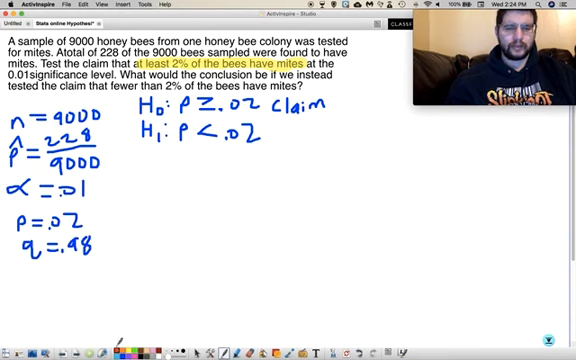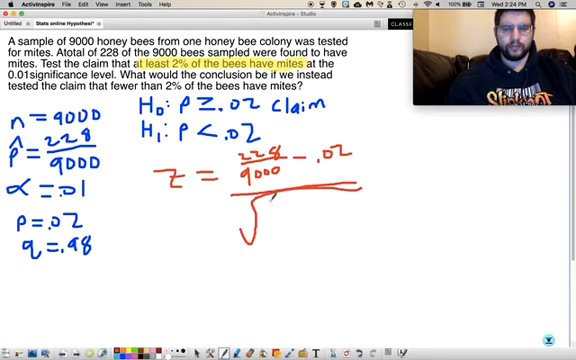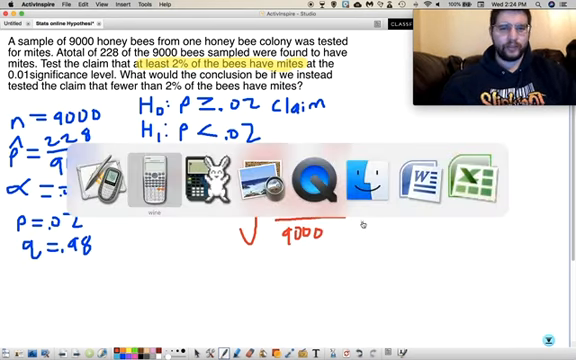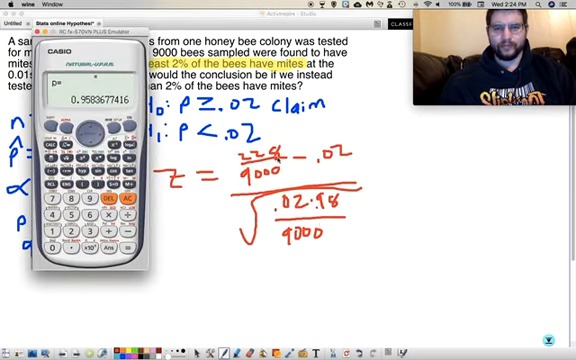And that gives us the information we need for our test statistic. P hat minus P over the square root of P times Q over N. It's over 9,000. Josh would probably laugh there if you watch the video. So, get our test statistic.